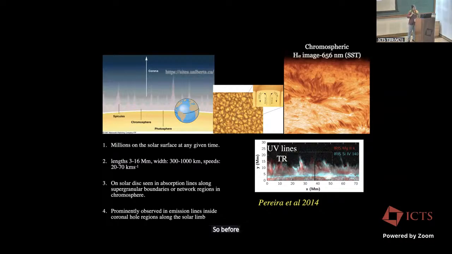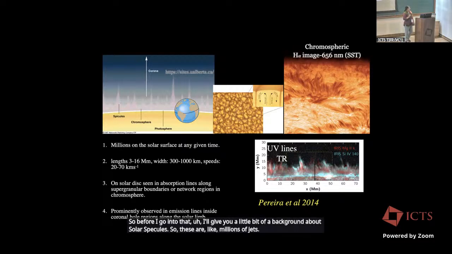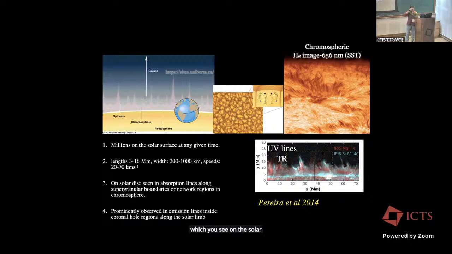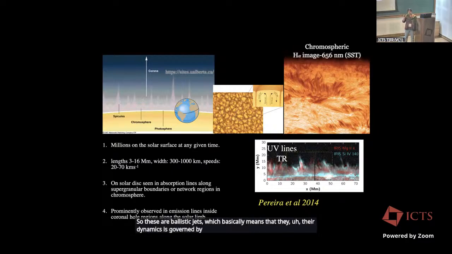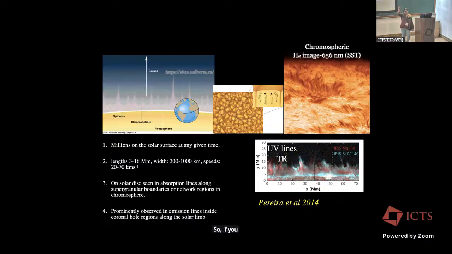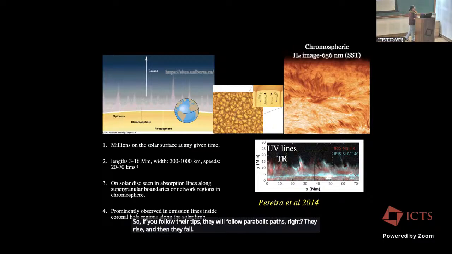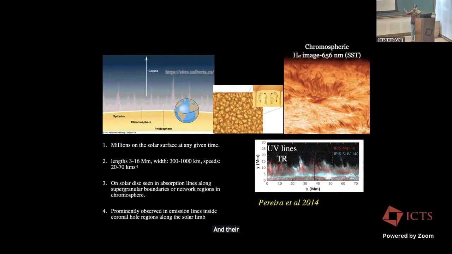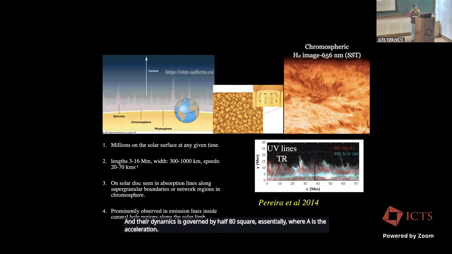So before I go into that, I'll give you a little bit of a background about solar spicules. So these are like millions of jets which you see on the solar surface in the chromosphere and transition region of our star. So these are ballistic jets, which basically means that their dynamics is governed by gravity. So if you follow their tips, they will follow parabolic paths, right? They rise and then they fall. And their dynamics is governed by half A T squared, essentially, where A is the acceleration of the jet.